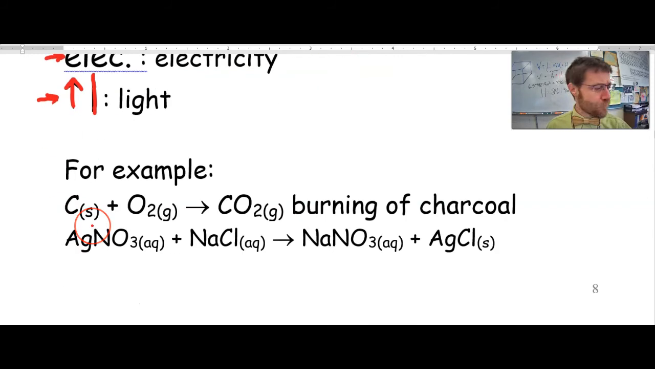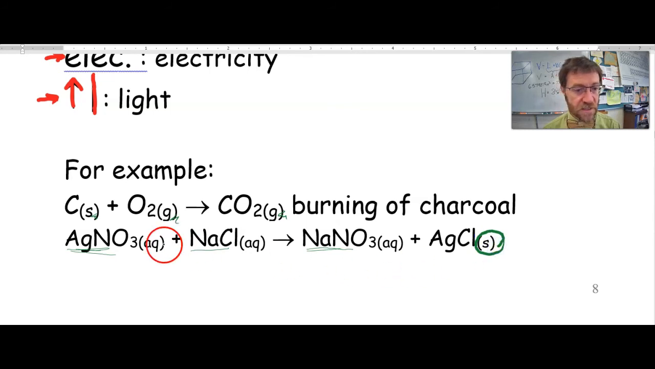Dig? Dug? Here's an example. Two examples actually. This is what chemical equations look like. Reactant, product. Carbon, this is a solid. Oxygen, this is a gas. And then what it does is it burns and creates carbon dioxide, which is a gas. That's what happens when you burn charcoal when you're making a barbecue, right? This one is where we start with sodium nitrate and sodium chloride, and we end up with silver nitrate. I'm sorry, and then we end with sodium nitrate. But look, you see this here?